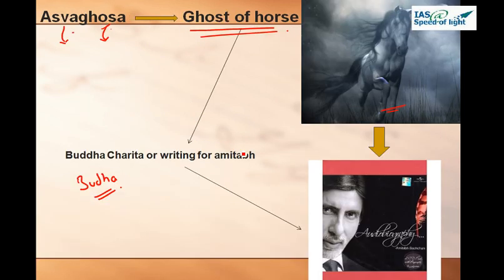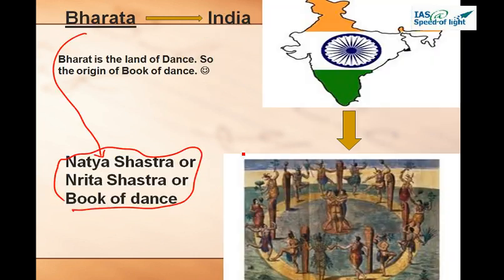Ashwa Ghosha. Ashwa, ghost of a horse. What was he doing? He was writing the biography of Amitabh Bachchan. Now, Amitabh Bachchan is Buddha. Buddha hoga tera baap. Buddha. For Buddha, our image is of Amitabh Bachchan. So he was writing that the ghost of a horse was writing about the biography of Amitabh Bachchan. So, Ashwa Ghosh, Buddha Charitra. Bharata, India. India is a country of dance. Nitya Shastra or Natya Shastra.